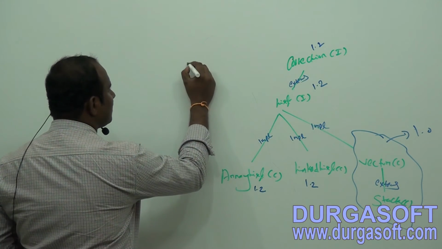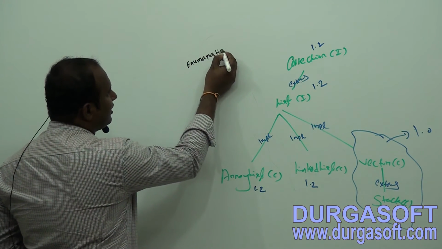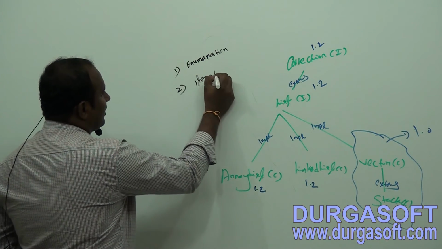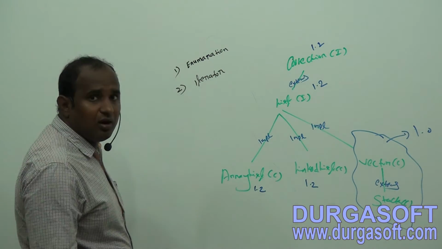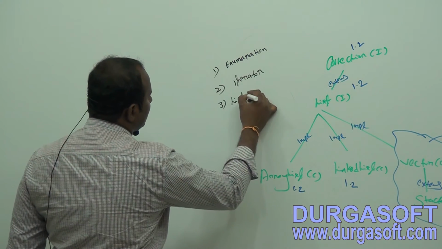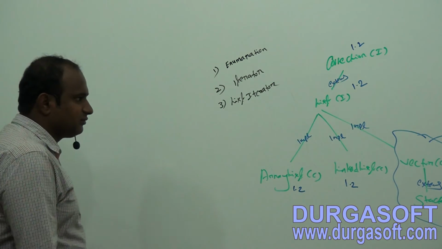What are the 3 cursors? The first one is the enumeration. It is applicable for only legacy classes. Enumeration cursor completed. The second one is the iterator. It is a universal cursor applicable for all classes. So number 3, what is number 3 here? The list iterator cursor. The list iterator cursor is applicable only for list classes.